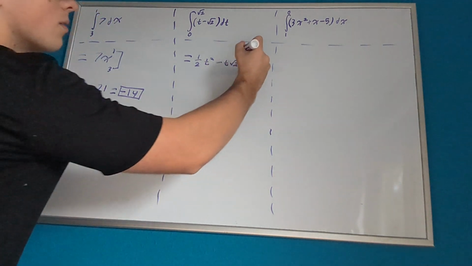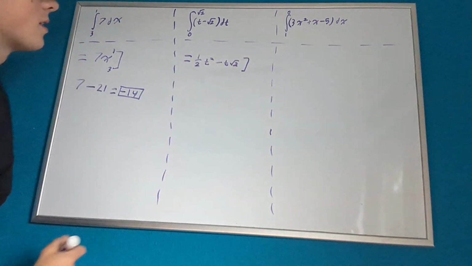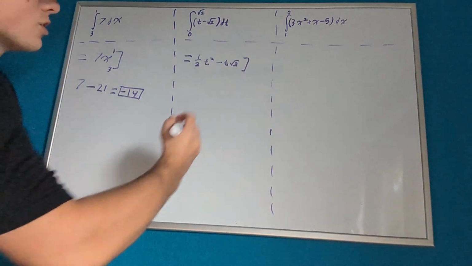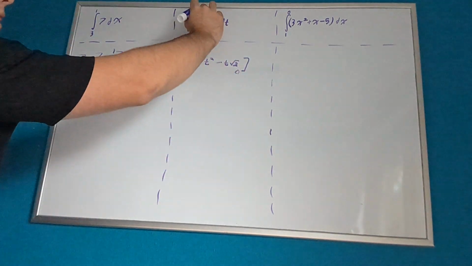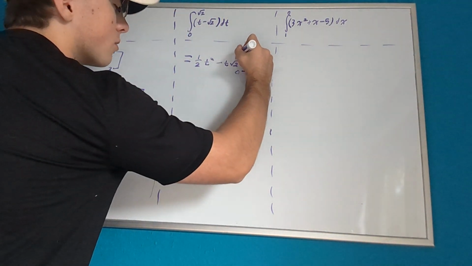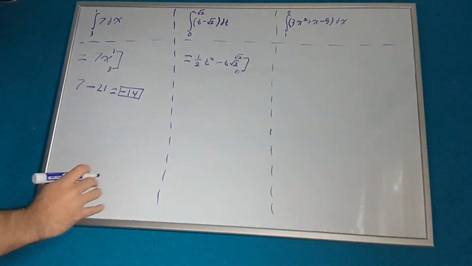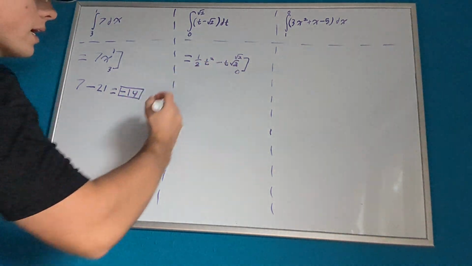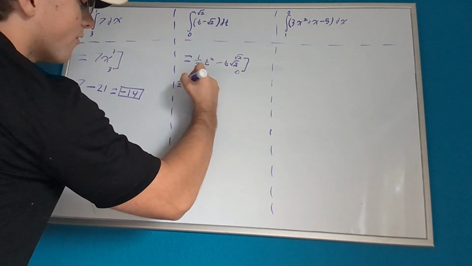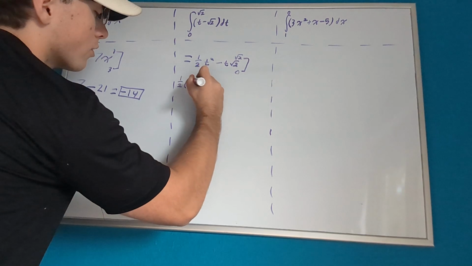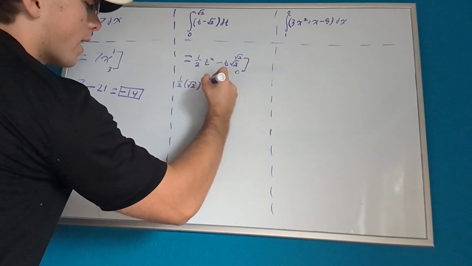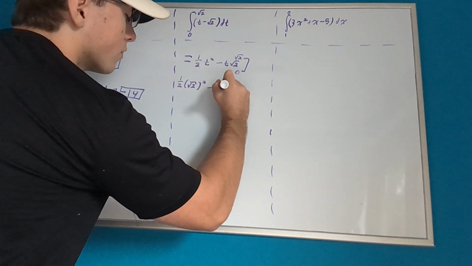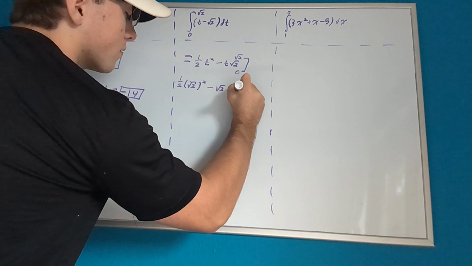Then we add our evaluation sign. What's our lower limit of integration? That's 0. And our upper limit of integration is square root of 2. Then we're going to take square root of 2 and plug it in here. So we get 1/2 times square root of 2 squared minus square root of 2 times square root of 2.